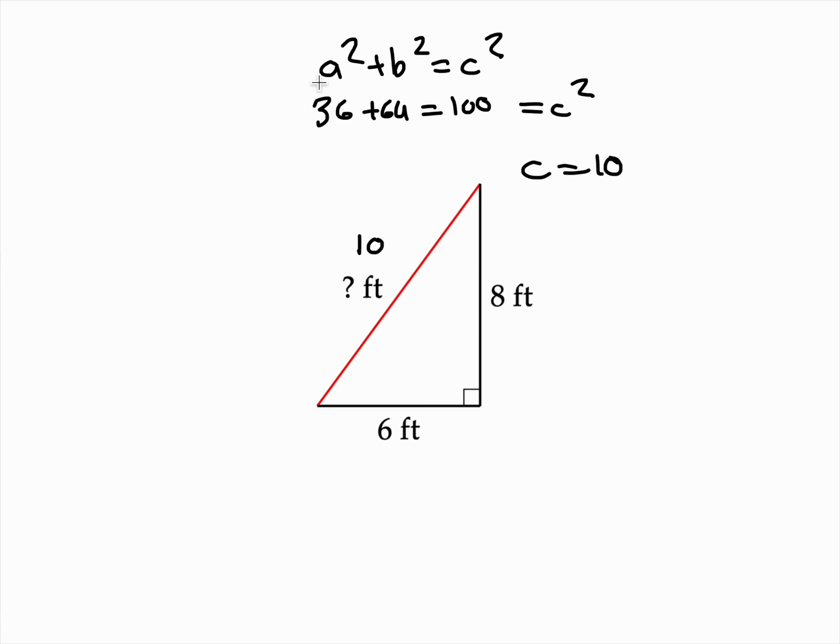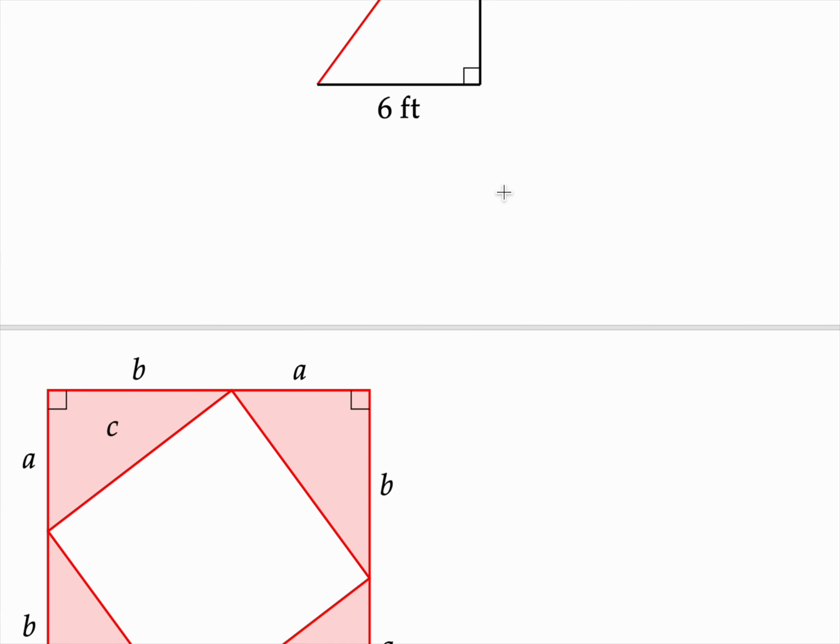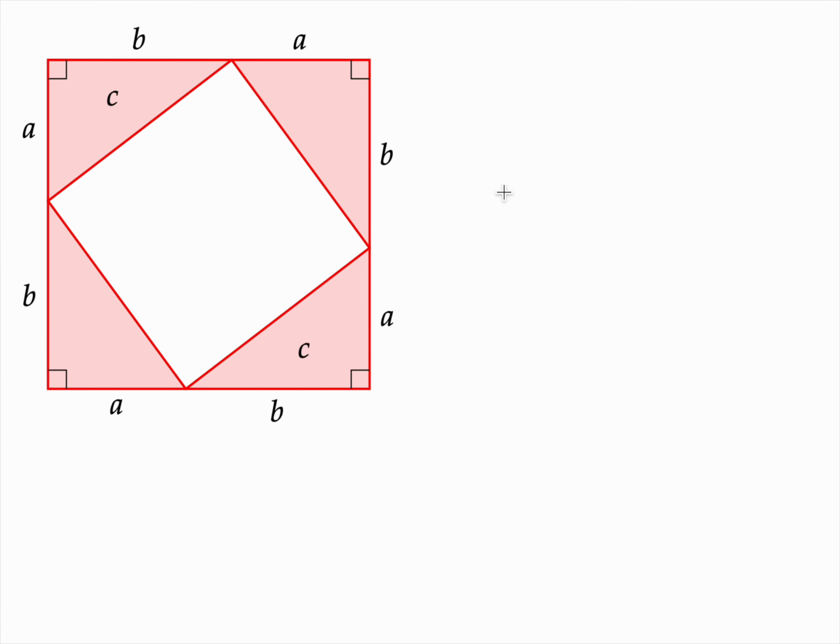What we just used here is the Pythagorean theorem, that a squared plus b squared equals c squared. It's something that we've all memorized since childhood. But other than memory, how do we know that it's actually true? In this video, I'm going to prove the Pythagorean theorem.